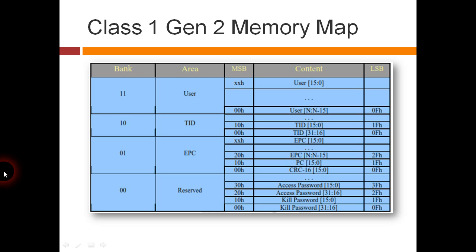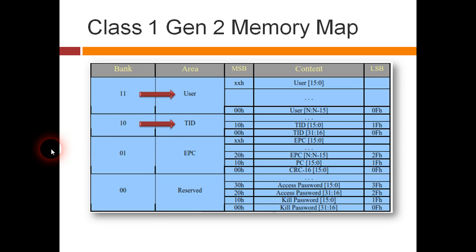Gen2 tag has four distinct and well-defined memory banks. Each memory bank is also commonly referred to as a memory area on the tag. First of all, the user memory is an optional memory bank in Gen2 tag. Most of the tags don't have it, and most of the time you will never have to deal with it. This memory allows the user to store more information besides the standard EPC tag value, and the size of the memory bank is totally tag dependent.